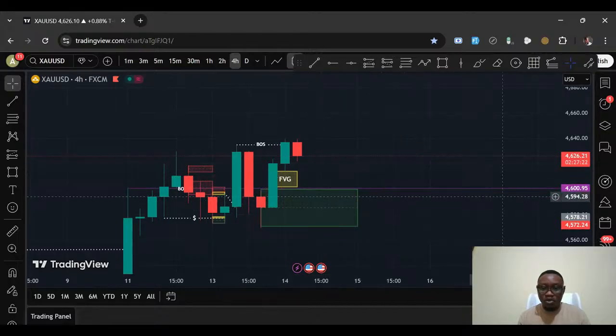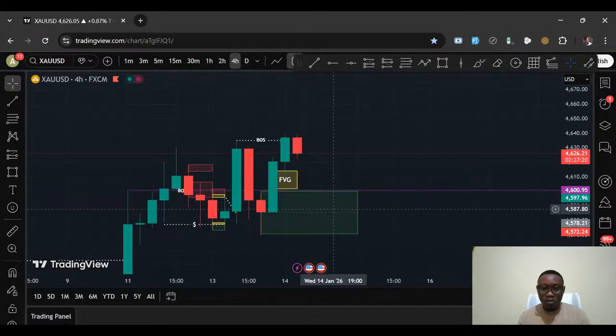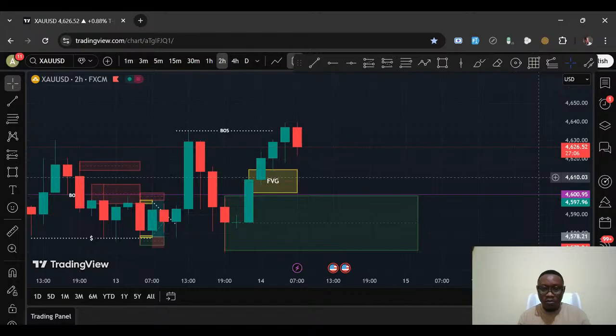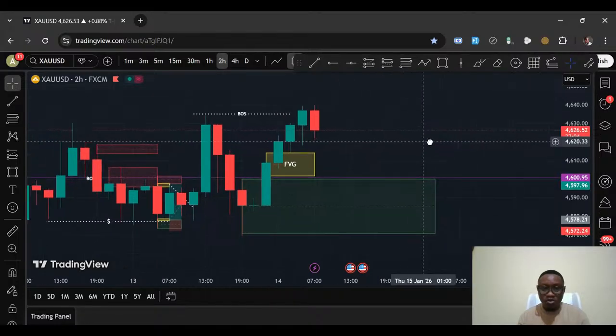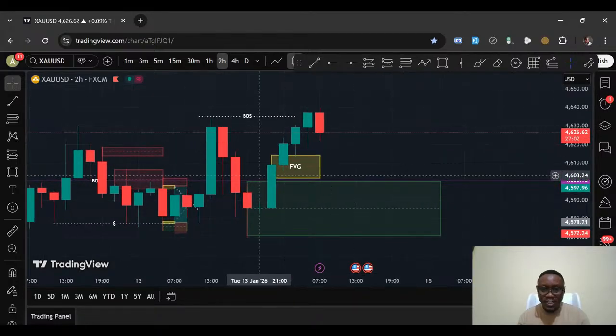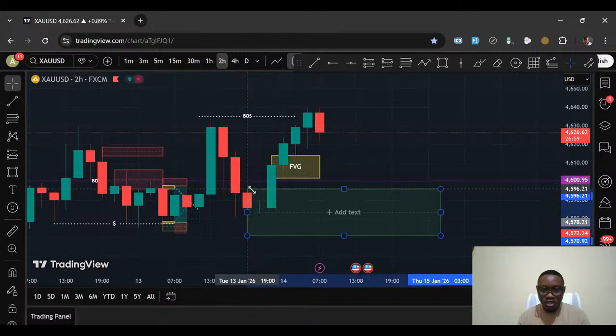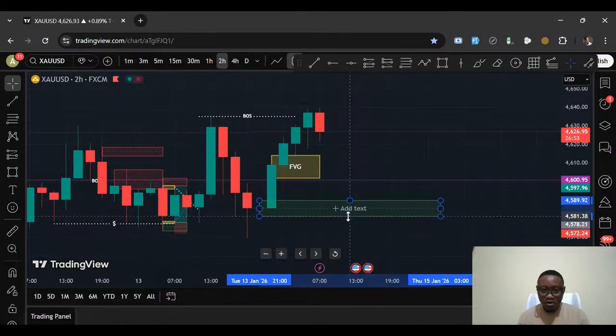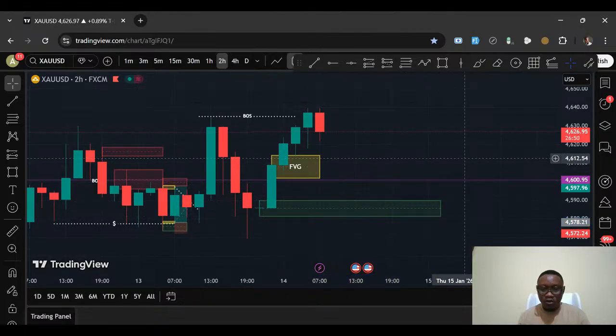Now we've been able to draw out our order block zone on the 4H time frame. What do we do next? We drill down to the 2H time frame to further refine our zone. Again, I'm on the 2H time frame, and as you can see, because I was able to drop down to 2H, now I can refine this zone further to this candle. Look at this candle. This is my order block zone on the 2H time frame, right?